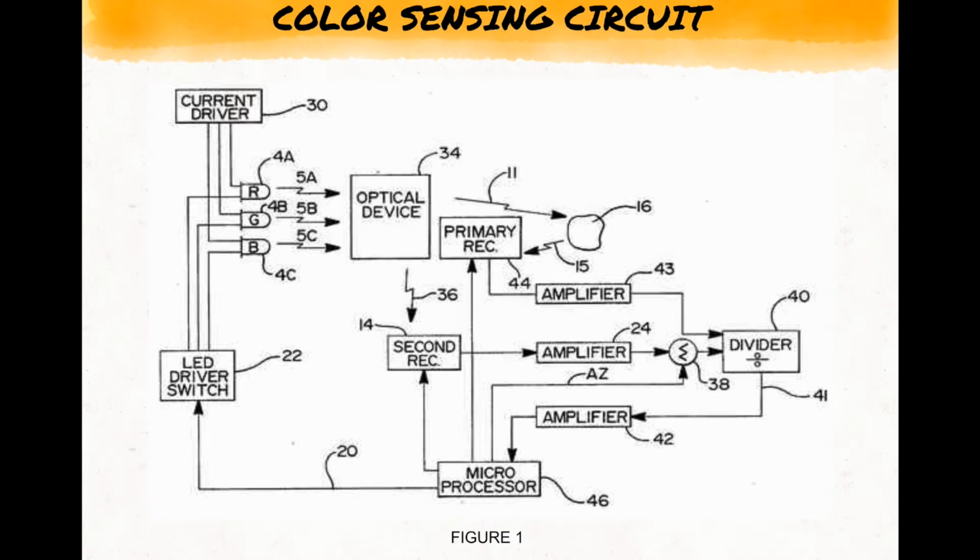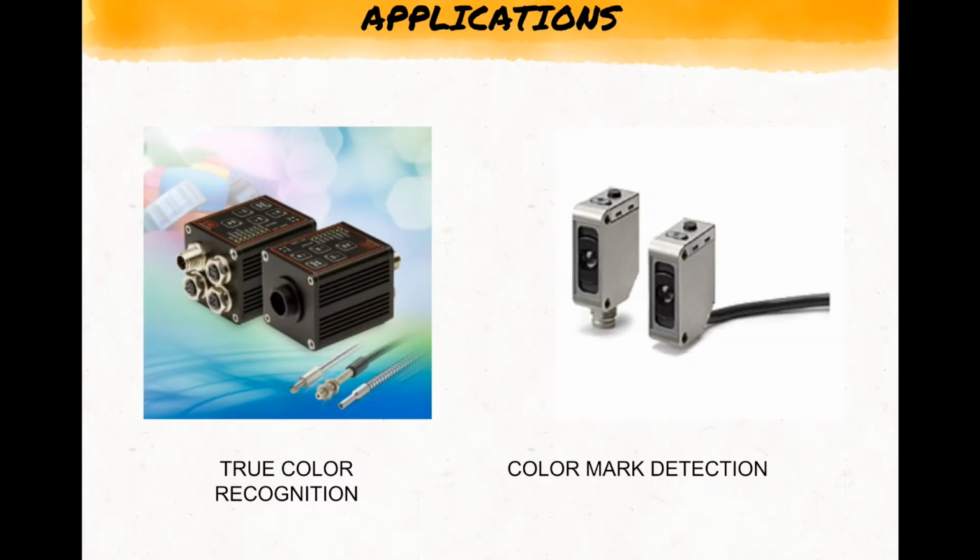Color sensors are generally used for two specific applications: true color recognition and color mark detection. Sensors used for true color recognition are required to see different colors or to distinguish between shades of a specific color. They can be used in either a sorting or a matching mode.